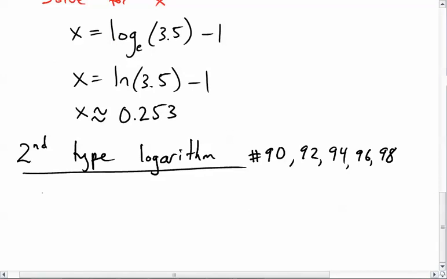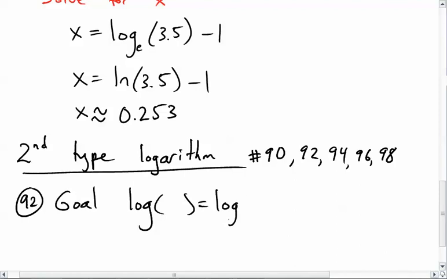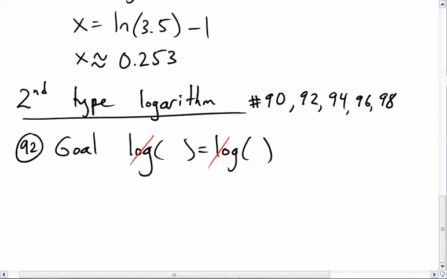So let's take number 92 as an example. Here your goal is to have one logarithm on each side of the equation with the same base, and once you get it down to one log on each side, then you can cancel off your logs, and whatever is inside will be equal on both sides of the equation. So we've got 2 log base 3 of 4x equals 15.